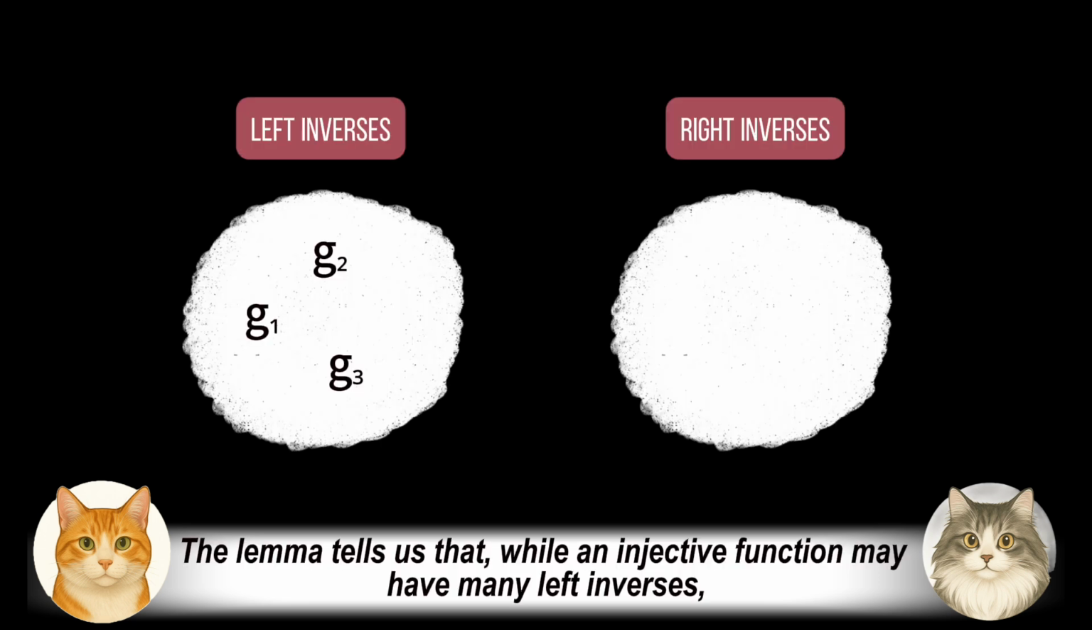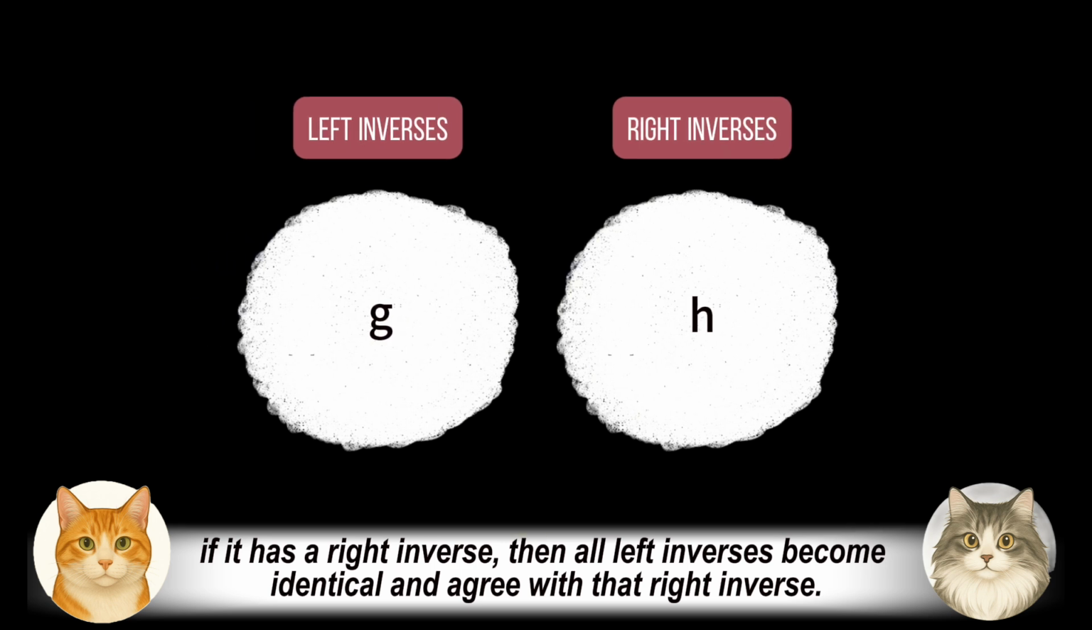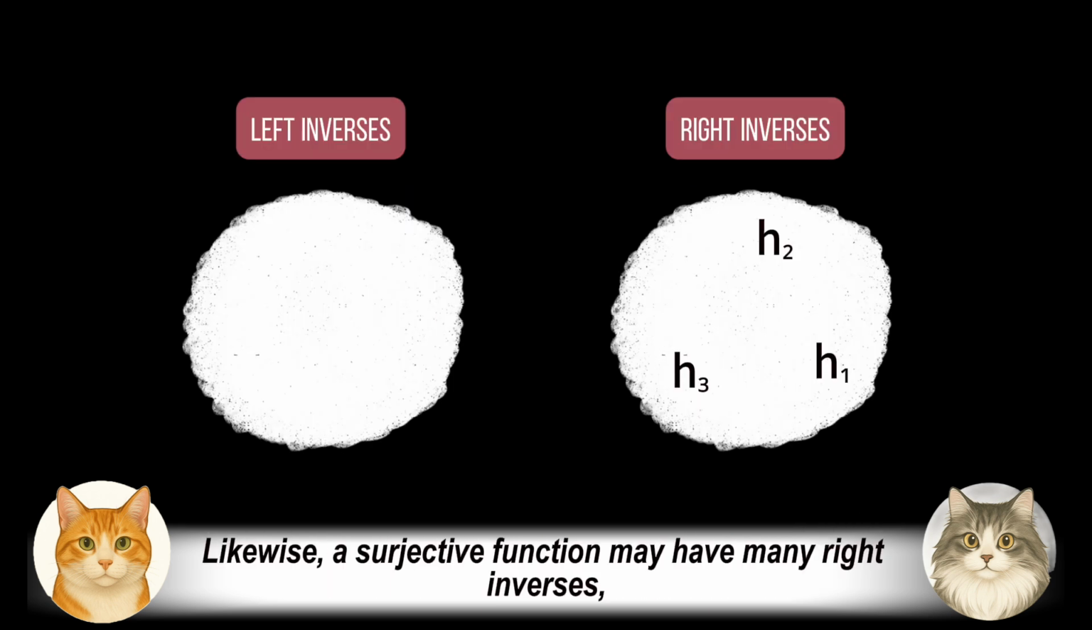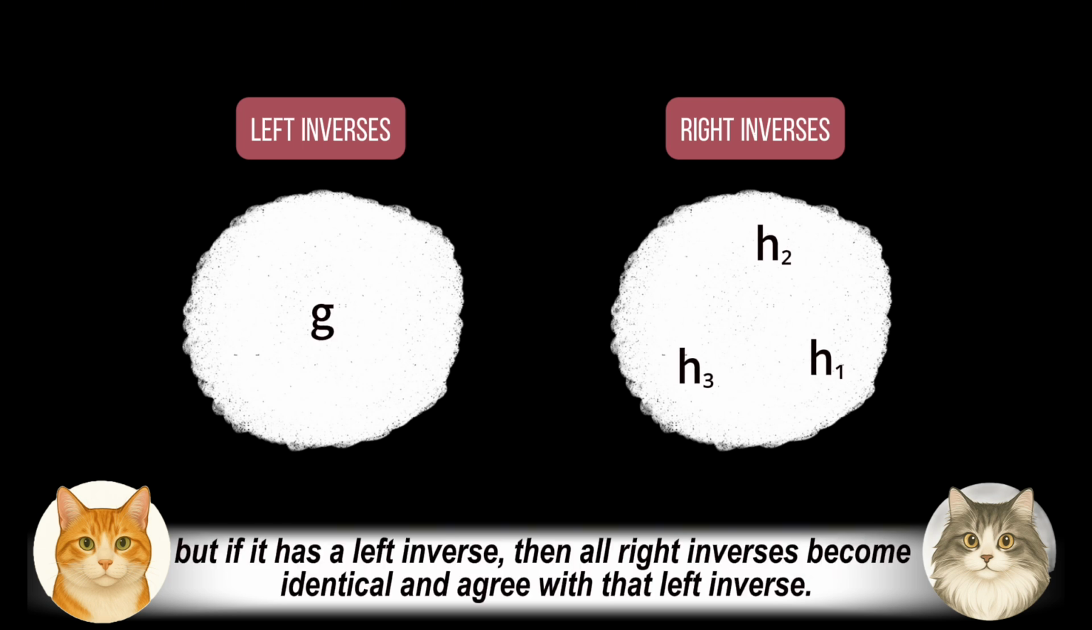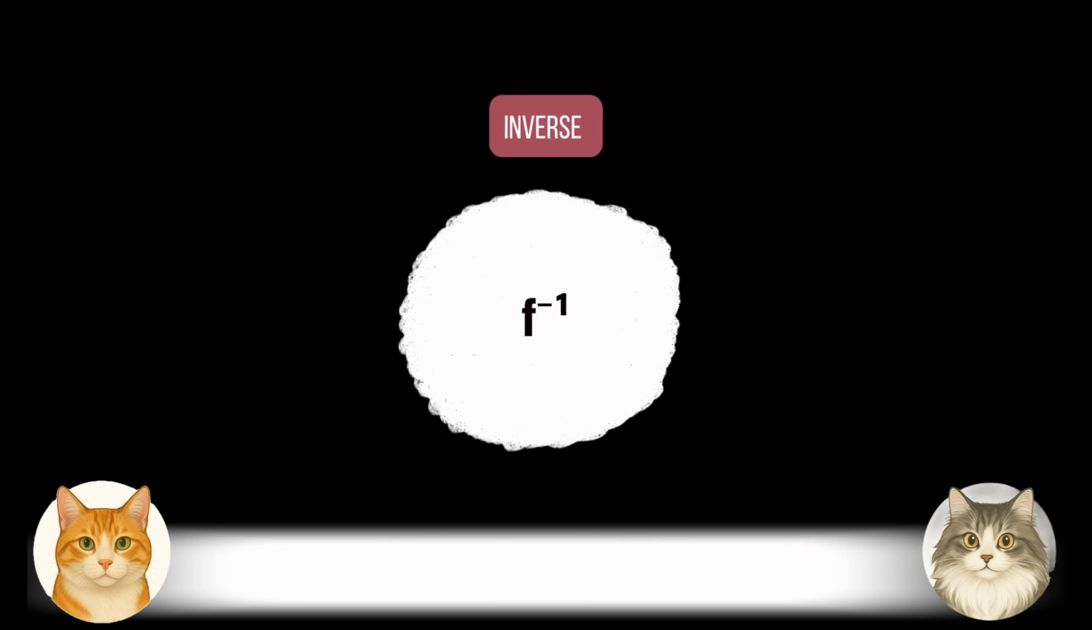The lemma tells us that while an injective function may have many left inverses, if it has a right inverse, then all left inverses become identical and agree with that right inverse. Likewise, a surjective function may have many right inverses, but if it has a left inverse, then all right inverses become identical and agree with that left inverse.